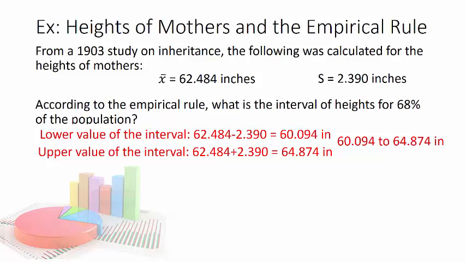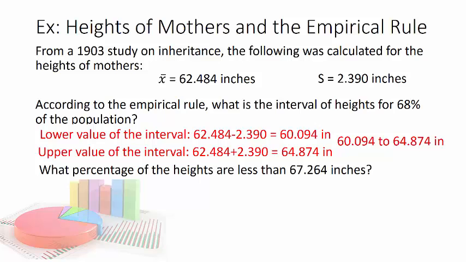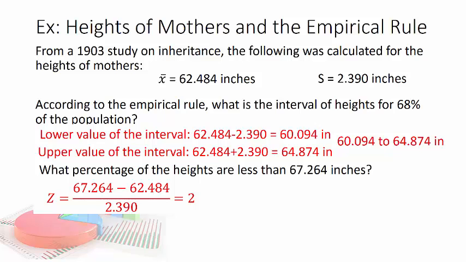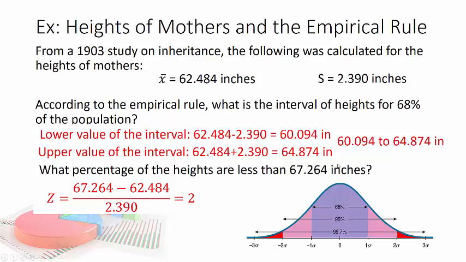Now I'm going to put a little twist on it and ask you what percentage of the heights are less than 67.264 inches. Well, I still need to get the z-score. The z-score is going to be this value, 67.264, minus the mean, divided by the standard deviation. And I get a z-score of 2. So what does that mean? Well, you might be tempted to say the answer is 95%. But 95% is 2 standard deviations away from the mean on each side. There's actually some more data off here on the left, and I said less than 67.264.